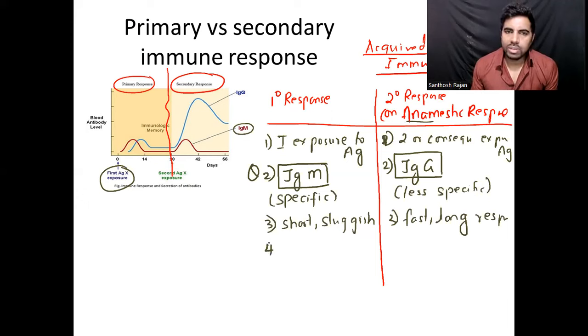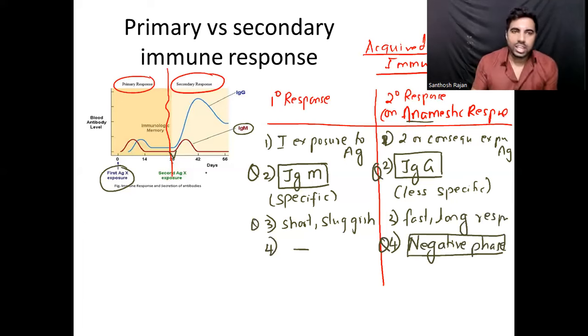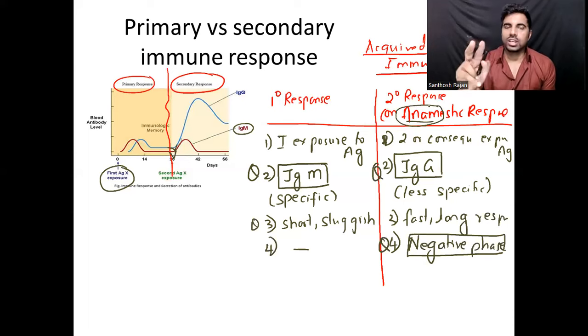One more very, very important, frequently asked question: there will be a negative phase, not in the primary, but in the secondary or anamnestic response. Before rising, there's a short negative phase. That question was asked. In this graph, the IgG goes flat, then goes down before rising. That is called the negative phase. Anam is the secondary girl and she is a negative girl. Remember like that, so you don't forget it.